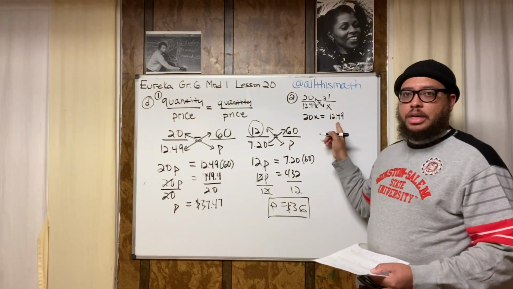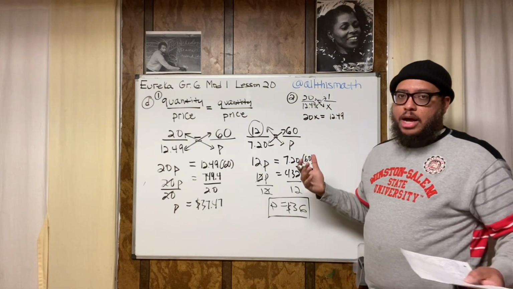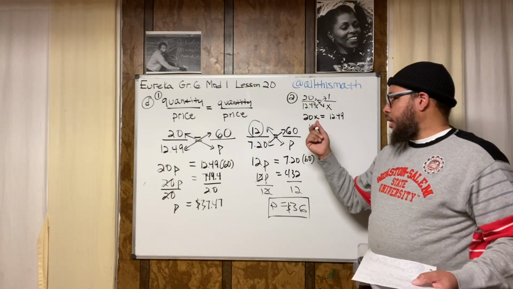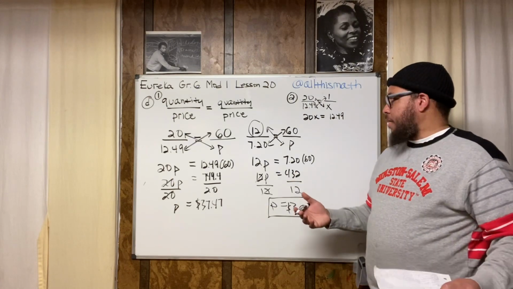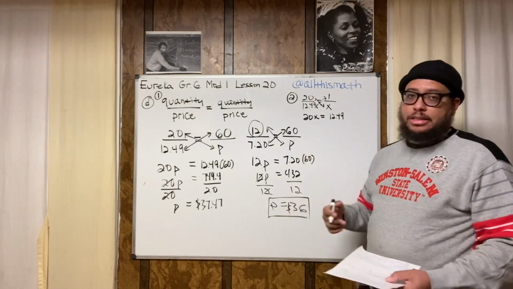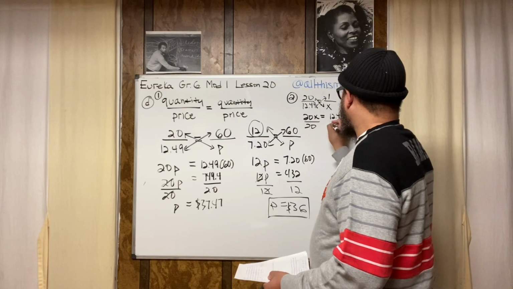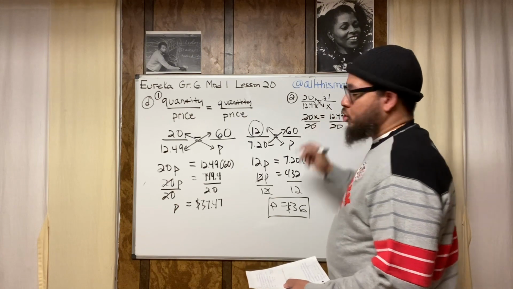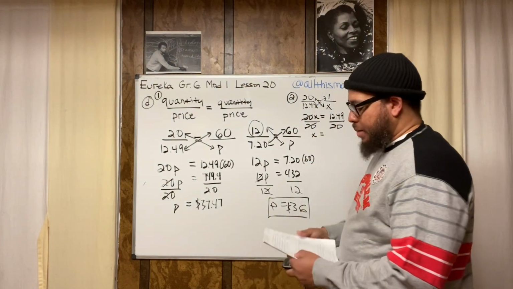20X equals 1249. Now I'm going to get X by itself, so I've got to get rid of that 20. We're doing algebra right now, solving a simple equation. How do I get rid of 20? I do the opposite operation. The opposite operation is division, because 20X is multiplication. So I divide by 20 on the left side and divide by 20 on the right side. 20 divided by 20 is 1, so I've got 1X, and 1X is just X.